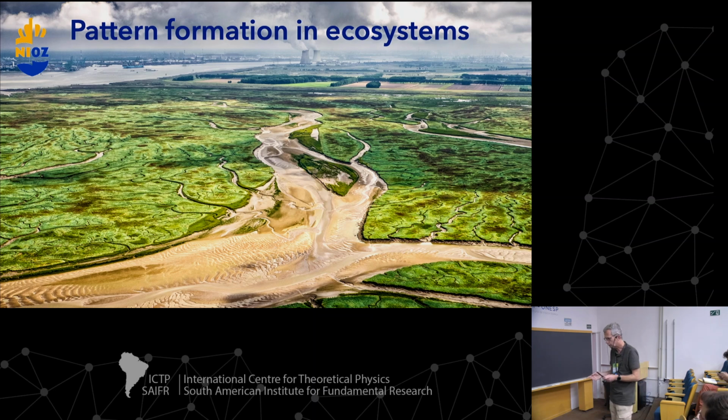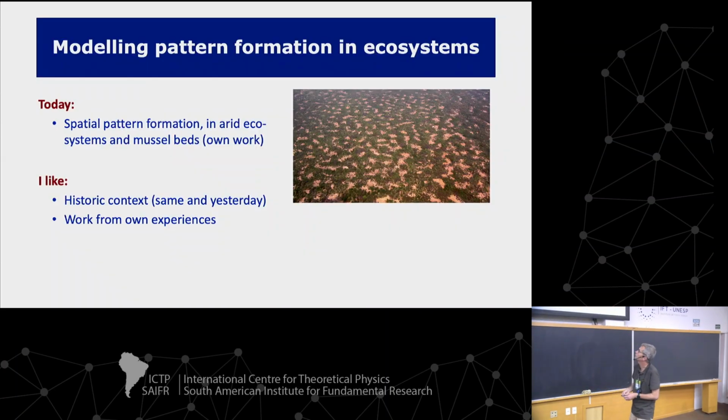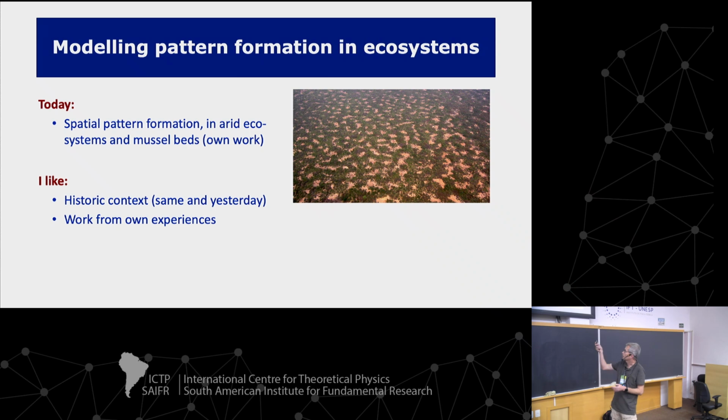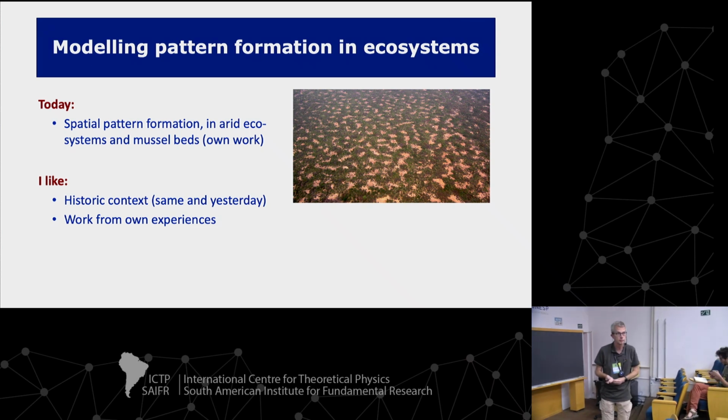And that's basically what I want to talk more about in the coming days. And I will start simple, with the basics. So today is about spatial pattern formation, as an example, arid ecosystems. I will start with that. But we'll also talk about mussel beds and also go back to some sort of generality. I like historic context like I did yesterday, but I will also work from my own experiences today and tell how these ideas about pattern formation in ecosystems came about.